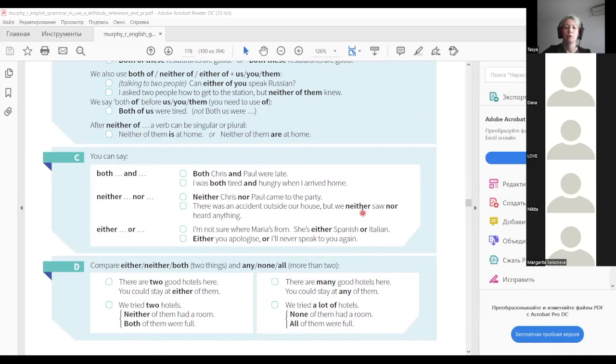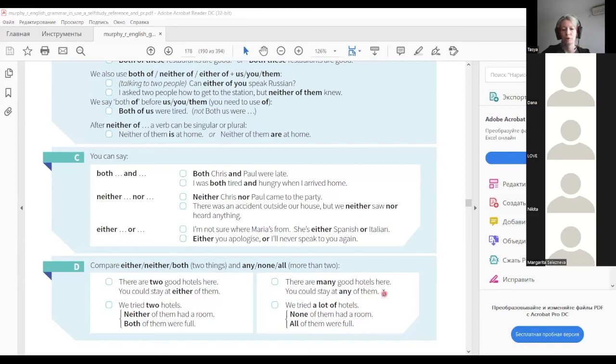Здесь переводится как мы не видели и не слышали. Плюс еще есть any, none и all. Это two things, а это more than two. There are two good hotels here. There are many. You could stay at either of them. В любом из них. You could stay at any of them. Но здесь уже только как любой.